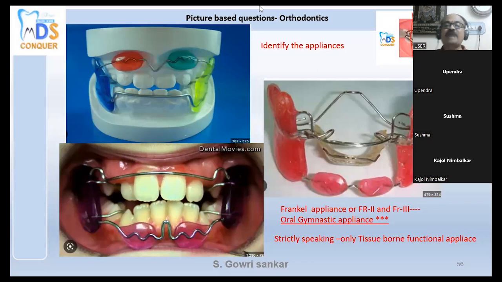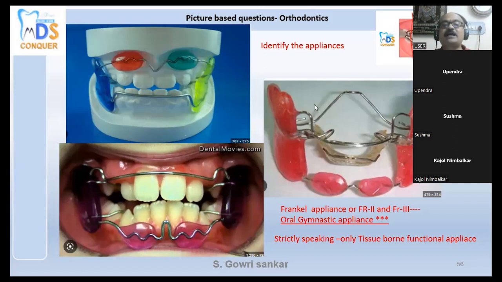So when I say functional appliances, most of the times it is the functional class 2 appliances only. That means they are trying to correct the mandibular retrusion. Here these are called lip pads. These lip pads shield away the lip forces on the dentition. It allows the alveolar bone or the basal bone of the mandible to grow forward.